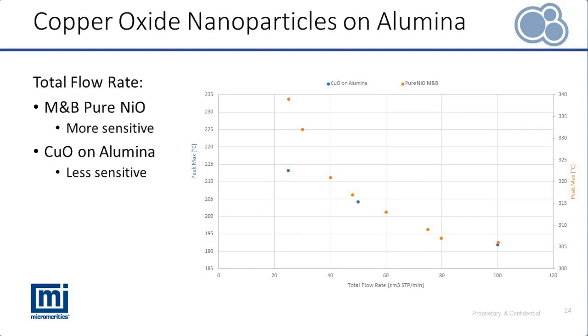The second effect is the increase in dispersion effects. Copper oxide nanoparticles are much more dispersed due to the alumina support, as we have seen with the imaging. Here we see the effects of the copper oxide nanoparticles and the support. It allows the copper oxide to be well dispersed, thus reducing the sensitivity changes observed for peak temperature when total flow rates are changed.